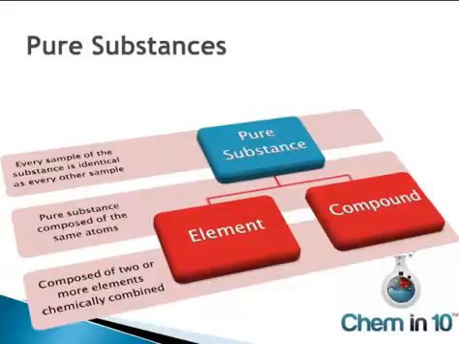In summary, we've been talking about pure substances. A pure substance is a substance in which every sample is identical to every other sample. A pure substance can either be an element or a compound. An element is a pure substance composed of the same atoms, whereas a compound is composed of two or more elements chemically combined.